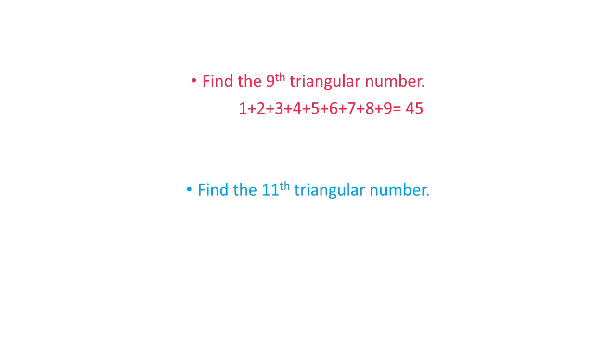Second example, find the 11th triangular number. So we will add the first 11 counting numbers, that is 1 plus 2 plus 3 plus 4 plus 5 plus 6 plus 7 plus 8 plus 9 plus 10 plus 11. That will give you 66. So in this manner we can find any triangular number. I hope the triangular numbers, square numbers, magic square, magic hexagon and patterns are quite clear to you.